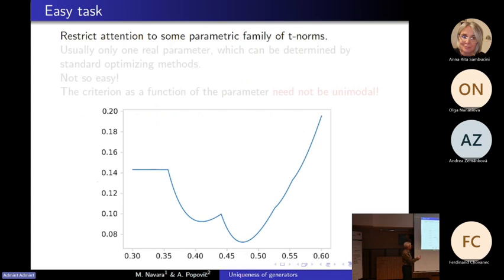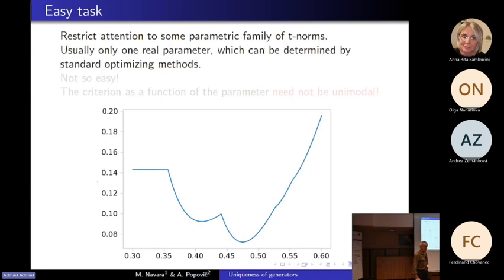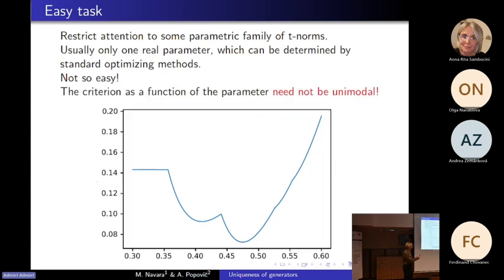So one approach is to restrict attention to one parametric family of T norms, say Frank T norms are a good example. And we have just to tune one parameter, and there are standard optimizing methods for that. So it seems to be quite an easy and usual task. It's not so easy. The surprising fact which we encountered is that the dependence is not unimodal. It doesn't have a unique local minimum.